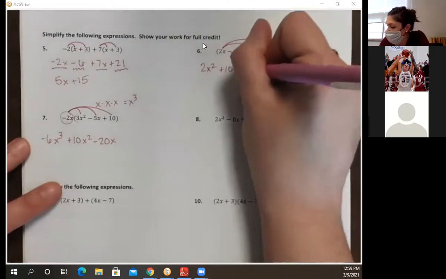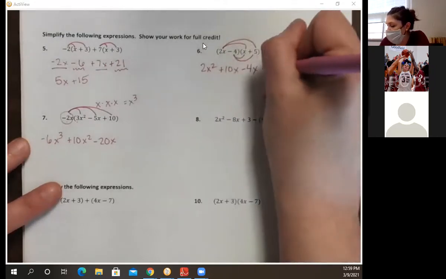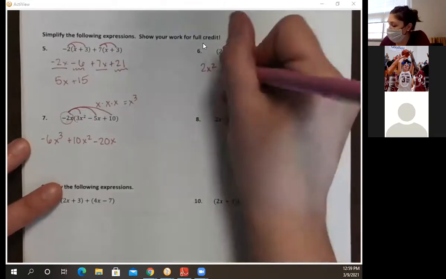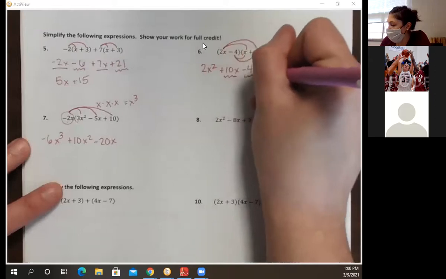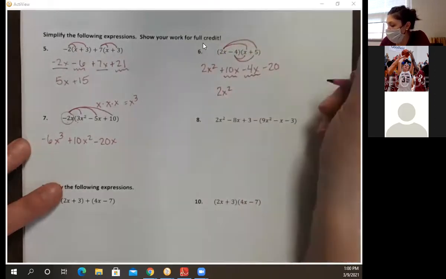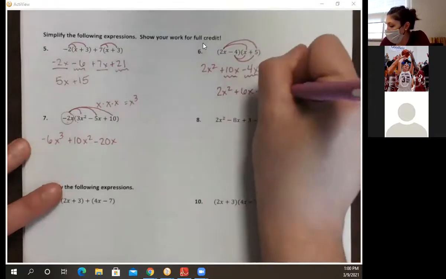Negative 4 times x would be negative 4x. And negative 4 times 5 would be negative 20. You take your signs with you as you're distributing. And then my last step here is to combine like terms. So I'm going to combine my x terms. That would give me 2x squared plus 6x minus 20.